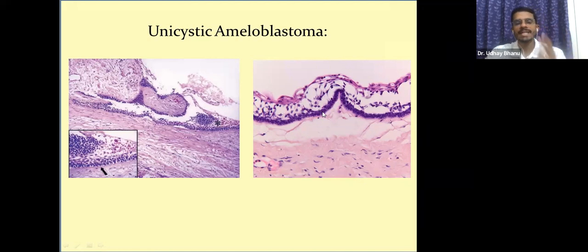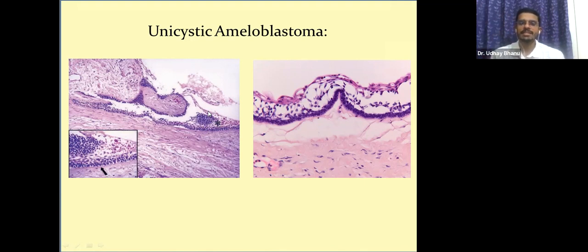Now there are 3 patterns in which the unicystic ameloblastoma can progress. The first pattern is wherein this neoplastic change is limited only to the lining epithelium. The second is where these tumor cells can grow into the lumen, so it will show a luminal pattern of proliferation.